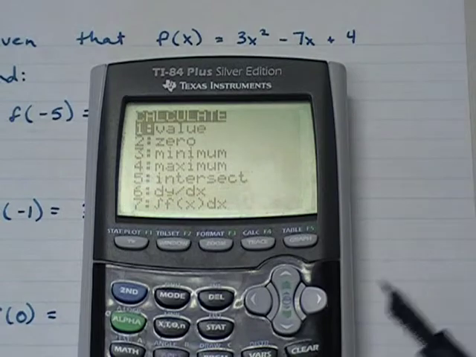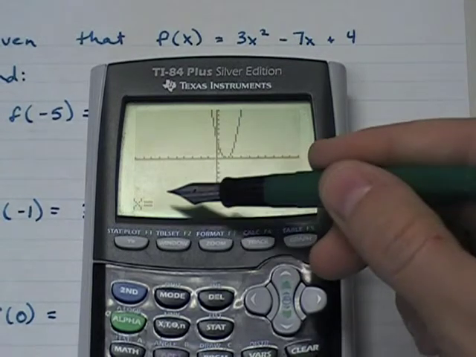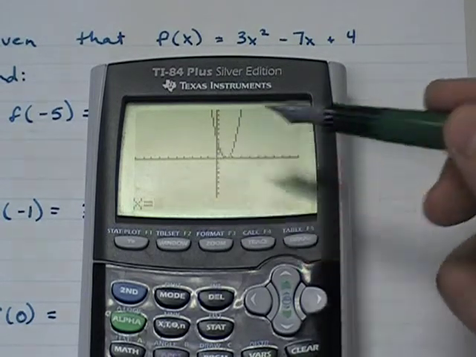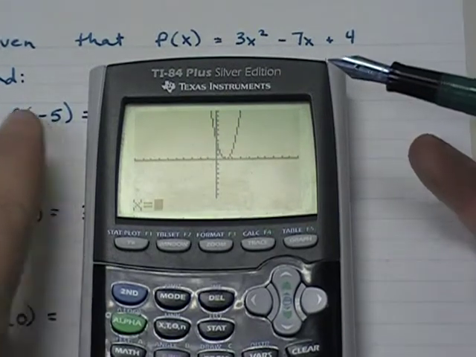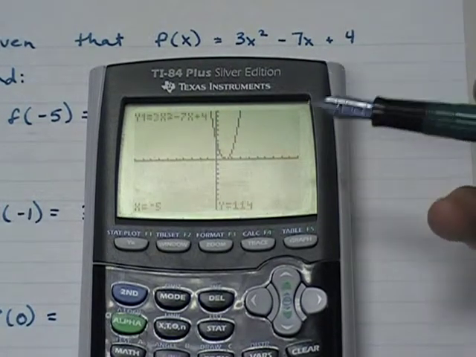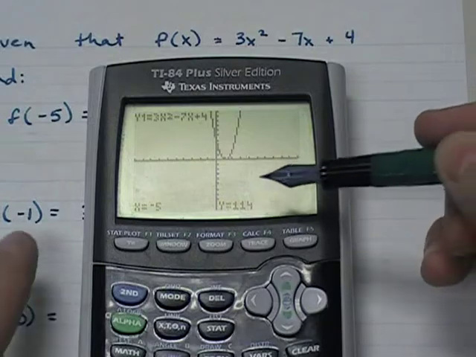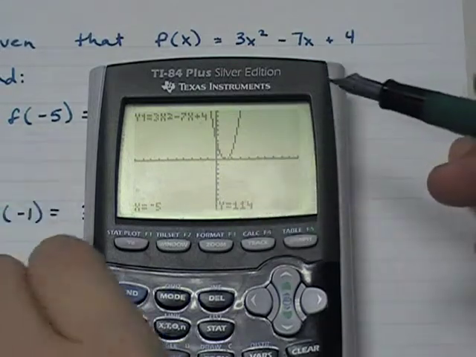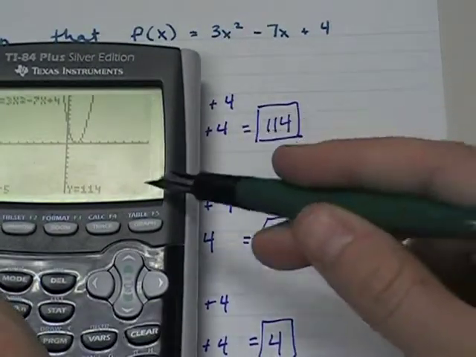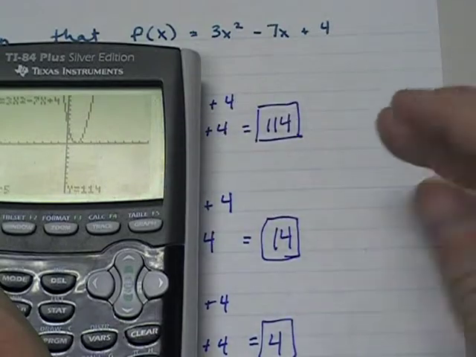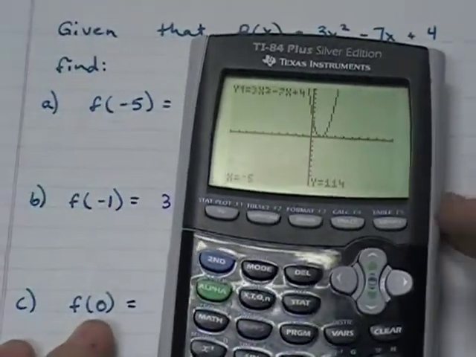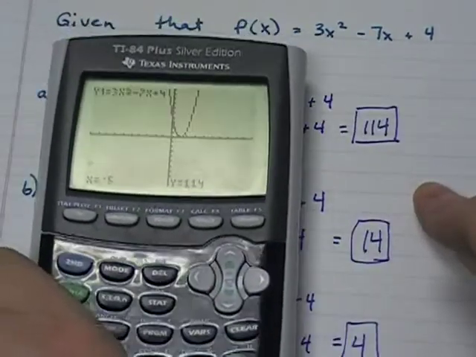And if you press enter here, it'll specifically ask you for an x value. So you're going to plug in -5. Press enter, and what do you get? When x is -5, y is 114. Okay? So we're going to remind you of each of these.